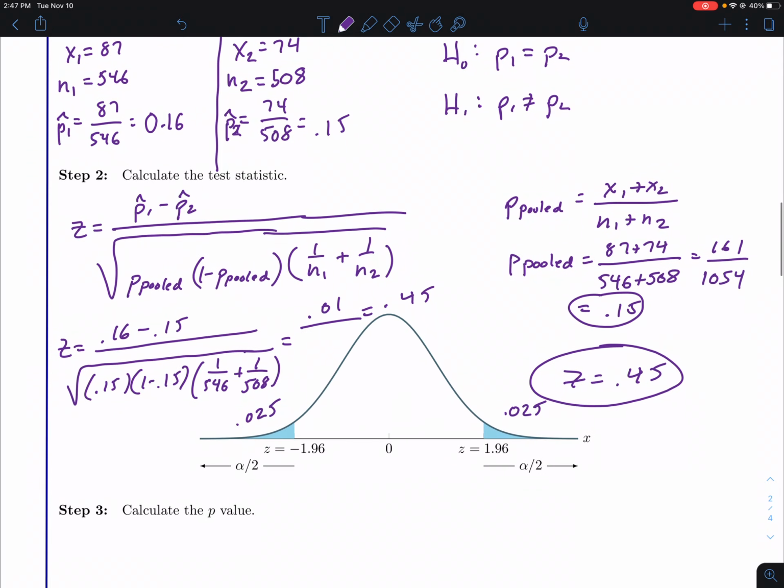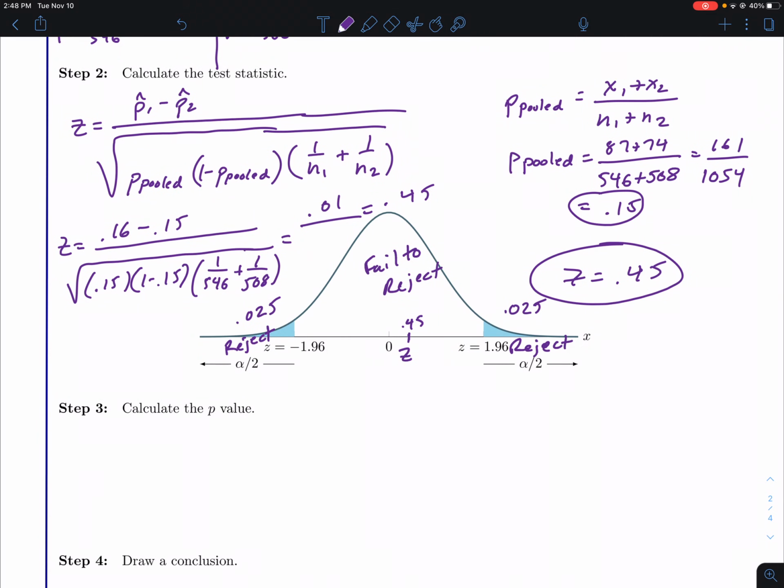So remember, if you're in the blue, we're in the reject H naught. If we're not in the blue, this is the fail to reject. So our z-score is 0.45, which is going to fall somewhere in here. Since it's pretty clearly in the white, it looks like this is going to be a fail to reject H naught. But again, there's a possibility that we made a mistake in our calculation, so we should go ahead and do the normal CDF as a way to do this one.